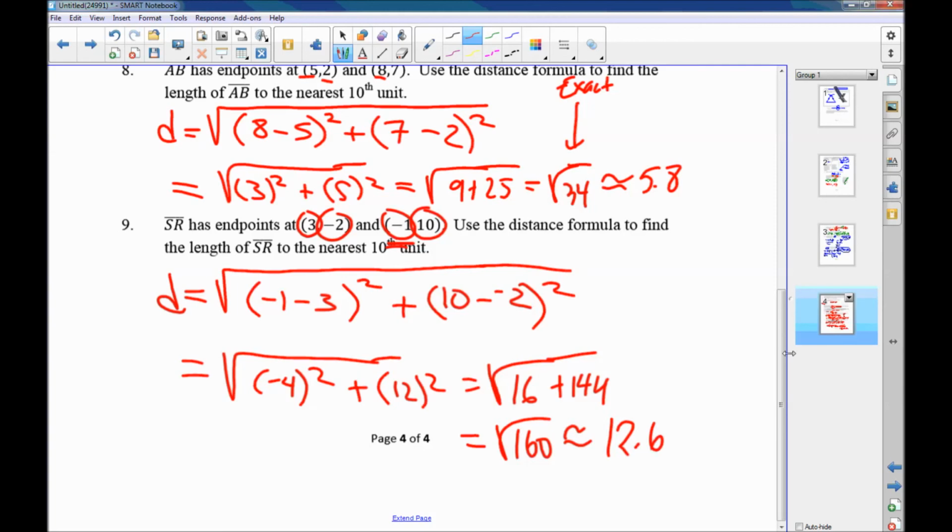Okay. All right, I will see you. Oh, and since we didn't know the units, we write units here. So units, it could be inches or miles or feet, whatever those two things were.